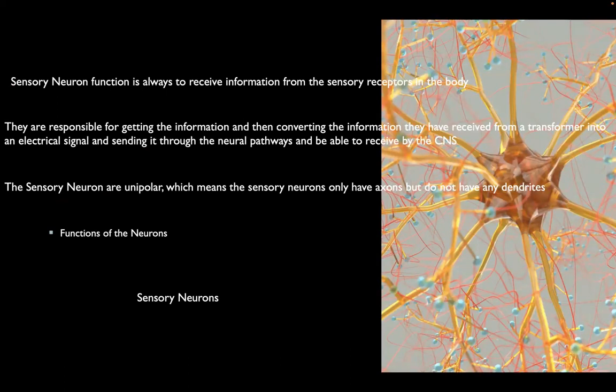They are responsible for comparing the information that they receive, and then they transform it into an electrical signal that could be sent through the neural path to be received by the CNS. The sensory neurons are unipolar, which means the sensory neurons only have axons but do not have any dendrites.